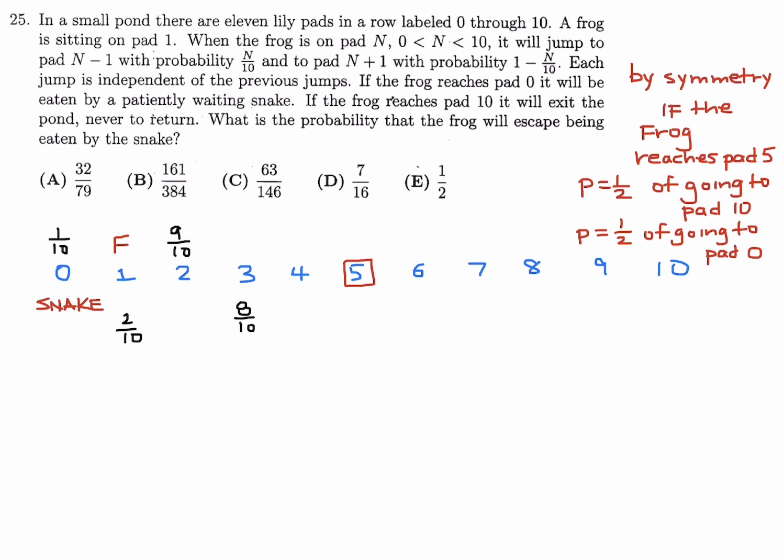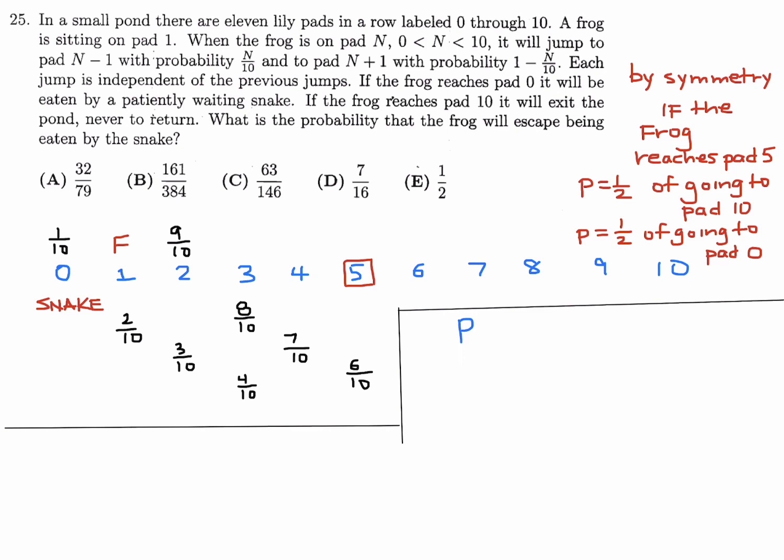If we are at pad 3, the probability of going to pad 2 would be 3 over 10, and the probability of going to pad 4 is 7 over 10. And then similarly, if you're at pad 4, the probability of going to pad 3 would be 4 over 10, and the probability of going to pad 5 would be 6 over 10. All right, so now we have to combine all of these.